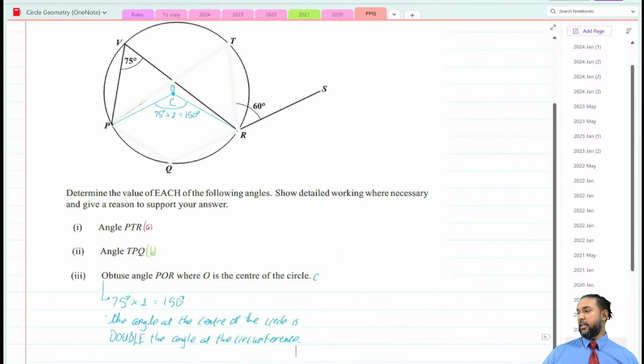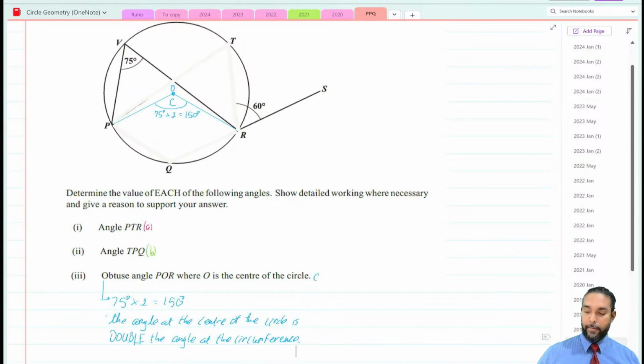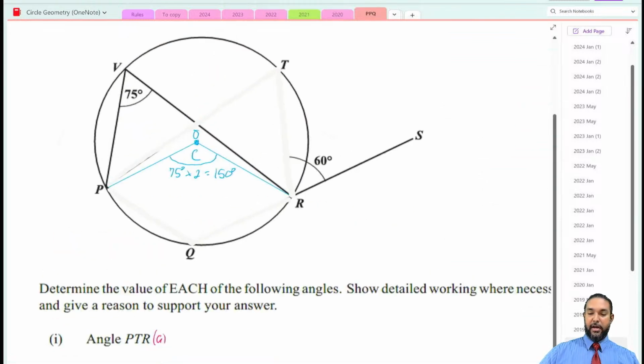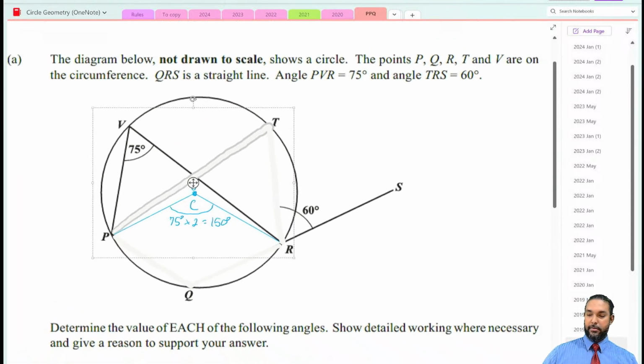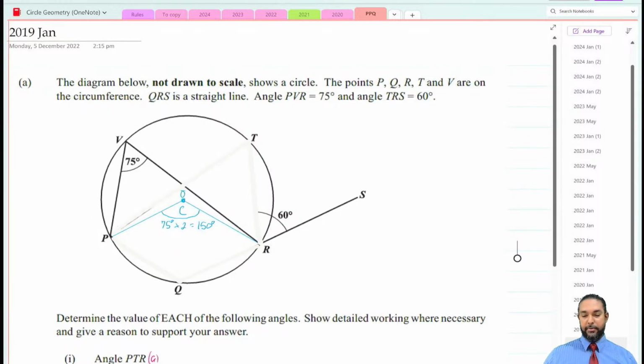Right. Okay. In class, are we okay with 2019 Jan, all three parts? Go ahead. Right. So the 75-degree angle would be this angle on top of here. All right. No problems.